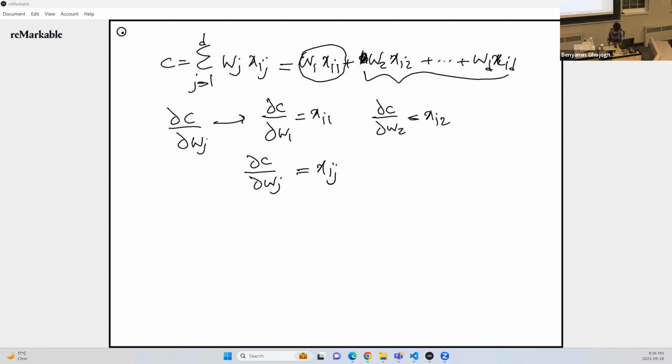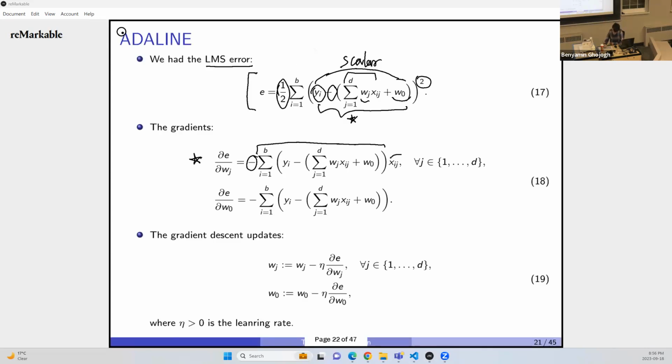Okay? As a result, I only have xij, not summation of xij. Agreed? Did you understand? Okay. So I do this for all j, for all j from 1 to d. I can also do this with respect to w0. What happens if I do that?